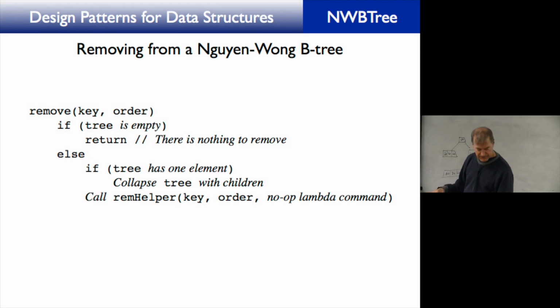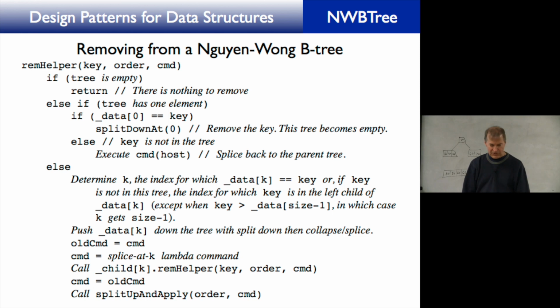So let's see what happens then. If the tree has one element, collapse the tree with children. And then call rem helper, key, order, no op lambda command. That's just the same technique that we used before with insert, right? We call the helper with the no op lambda command for the function. Are we good?